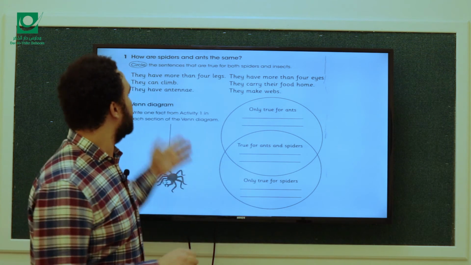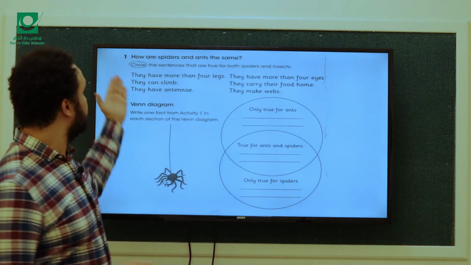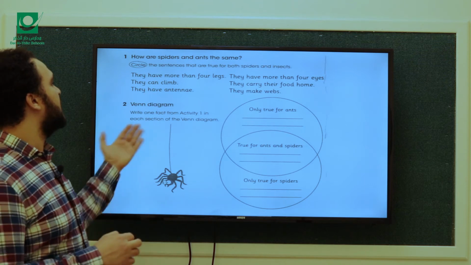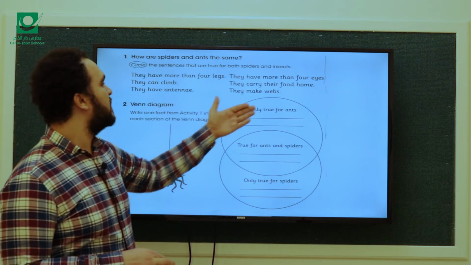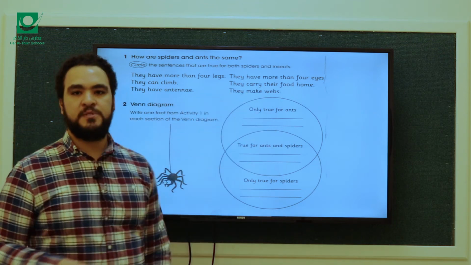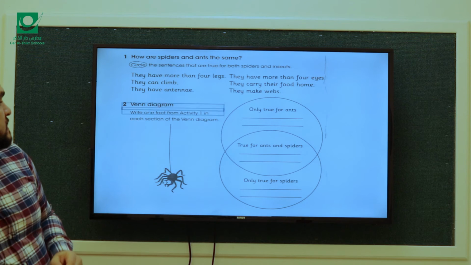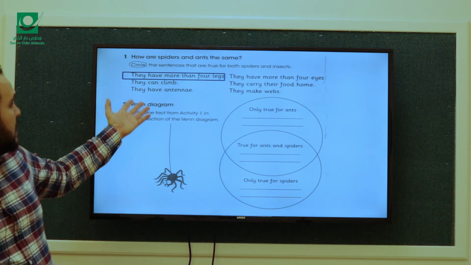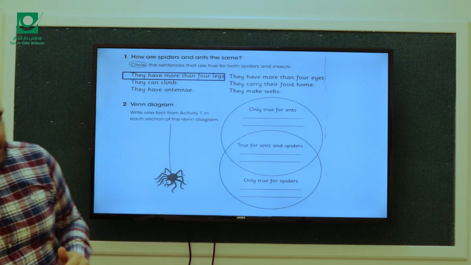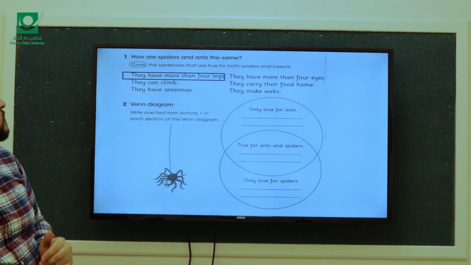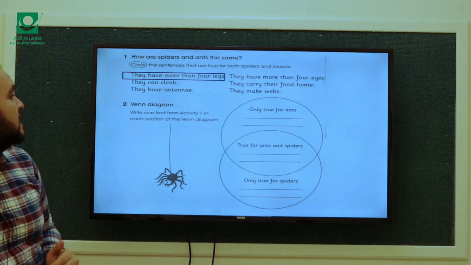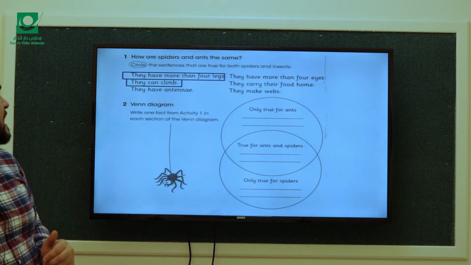So let's see, take some time to read things here, like they have more than 4 legs, they can climb, they have more than 4 eyes, they have antennae, they carry their food home, they make webs. Let's see. Now we're going to circle for both of them. Actually I think they have more than 4 legs, because ants have 6 and spiders have 8. And what else? They can climb.